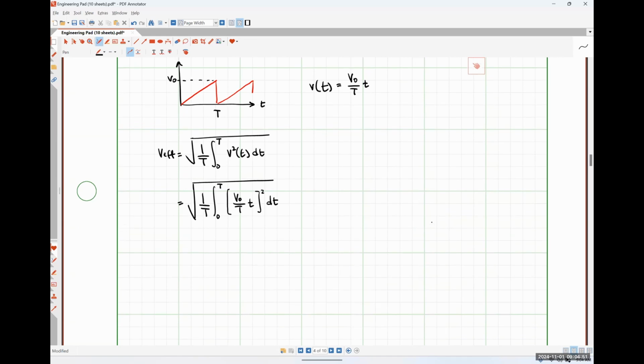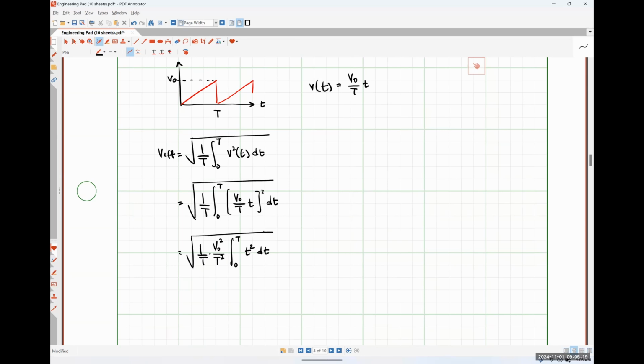All right, so what I'm going to do is I'm going to pull out that V naught over T quantity squared. So that means I'm going to have a V naught squared over T squared. And now I'm simply integrating from 0 to T of t squared dt. Are we okay with that?